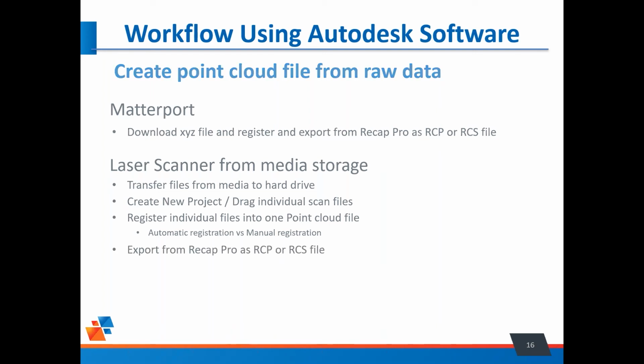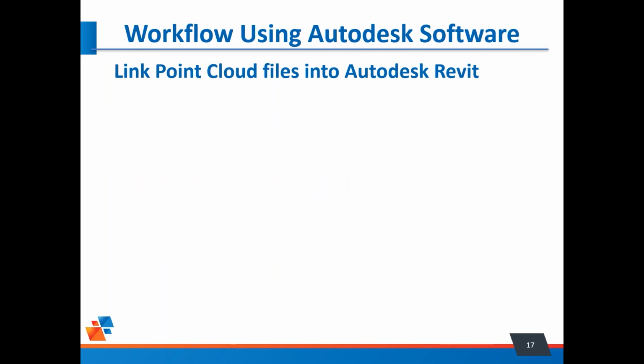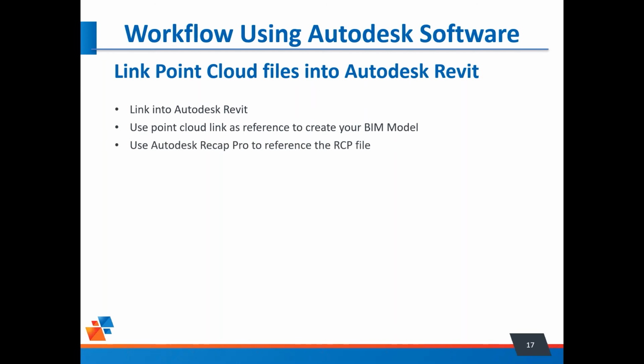So once we have that complete point cloud, then we link into Autodesk Revit. We use the point cloud link as a reference to create our building information model. We can also use Autodesk Recap Pro to reference the RCP file, as I mentioned before, or that Matterport walkthrough, so that when we're building our building information model, we have that as a reference. And then I'll show you a quick demo of the workflow.